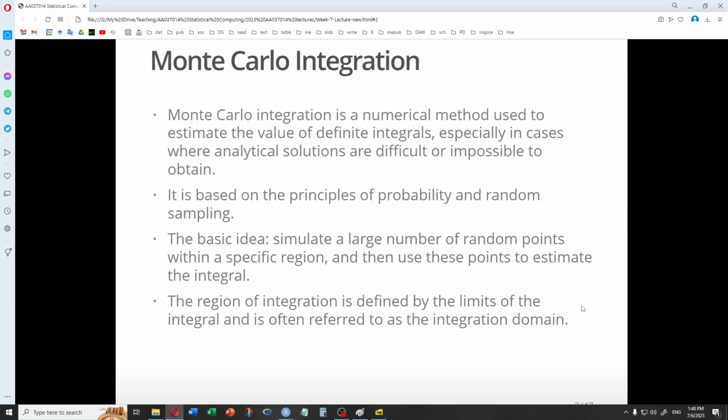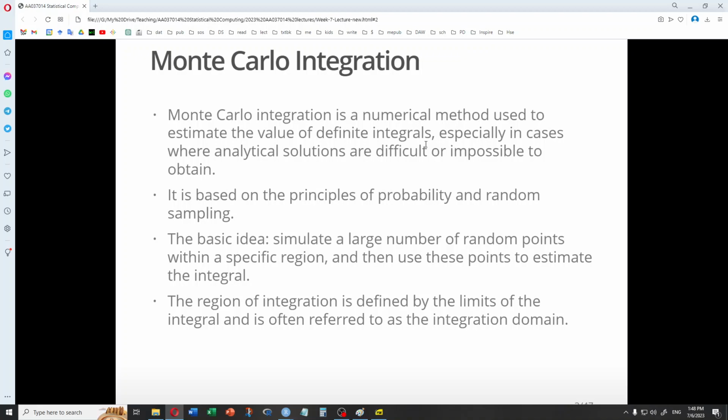Monte Carlo integration is a statistical method based on random sampling. We'll use random sampling quite a lot in these exercises. Monte Carlo integration is a numerical method used to estimate the value of definite integrals, especially in cases where analytical solutions might be difficult or sometimes impossible to obtain. We'll see later, when we do the exercises, how to use Monte Carlo integration to find the estimated value of certain variables of interest.